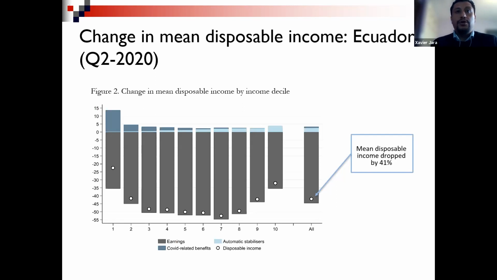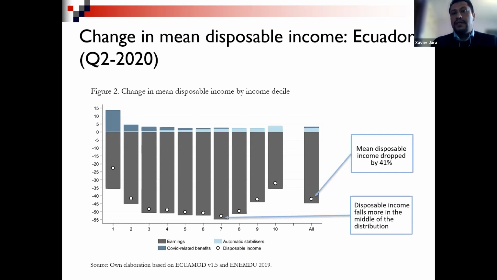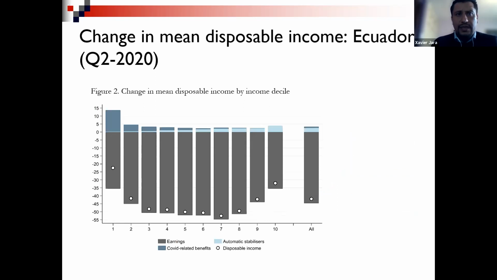But now, if we look across the income distribution, we see that the white circles have a U-shaped pattern. So there's a smaller decrease at the bottom and at the top of the distribution, and a larger decrease in the middle of the distribution. What this means is that disposable income during the second quarter of 2020 fell much more in the middle of the income distribution in Ecuador compared to the lower part or the upper part of the distribution. And we will continue to understand why we observe this change. But actually what we see is that the U-shaped pattern that we observe in the white circles in disposable income follows the pattern that we observe in the black bars, that is the contribution of the drop in earnings to the change in disposable income. So basically, the pattern that we observe in disposable income is simply capturing the fact that earnings dropped more in the middle of the income distribution than at the bottom and at the top.